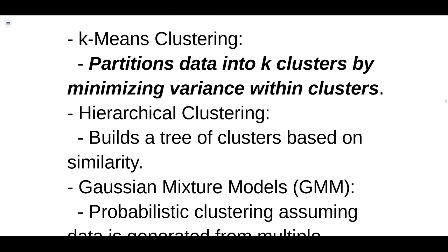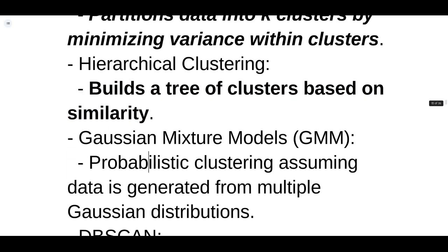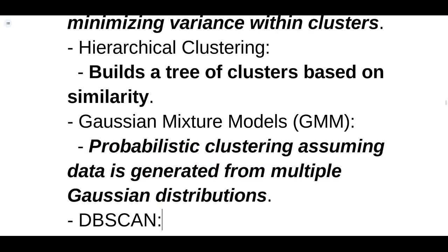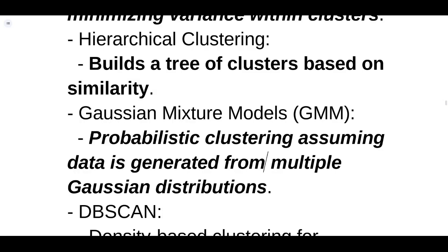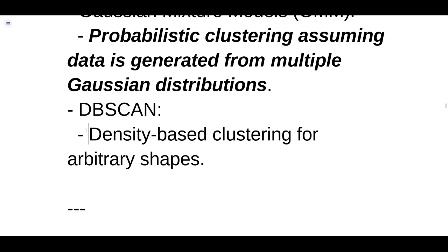Hierarchical clustering builds a tree of clusters based on similarity. Gaussian mixture models are probabilistic clustering, assuming data is generated from multiple Gaussian distributions. DBSCAN is density based clustering for arbitrary shapes.